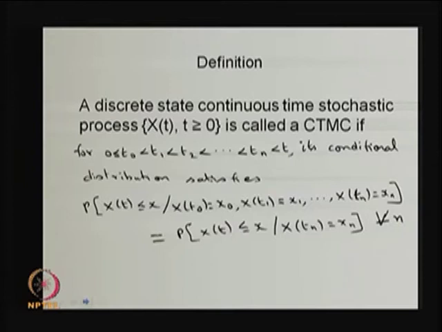So, a discrete state continuous time stochastic process X(t) for t greater than or equal to 0, it need not be t greater than or equal to 0 also, but here I am making the simplest one. So, X(t) for fixed t is a random variable, and for every t that collection is going to be a stochastic process, with discrete state space and continuous parameter space. That stochastic process is going to be called a continuous time Markov chain if it satisfies the following condition.